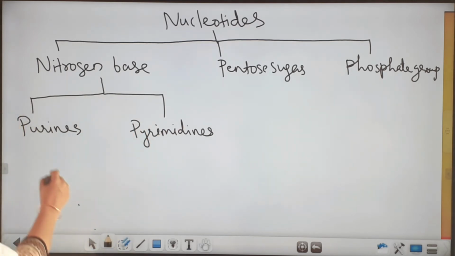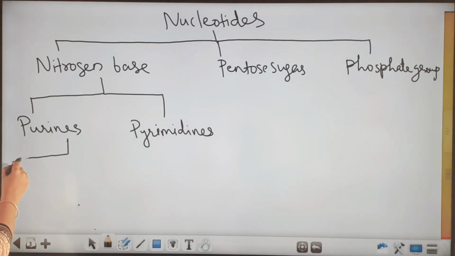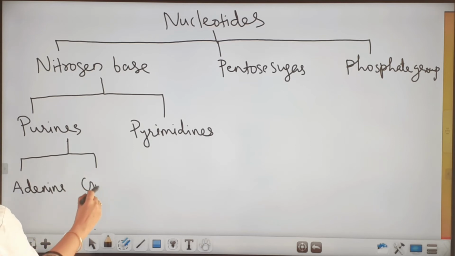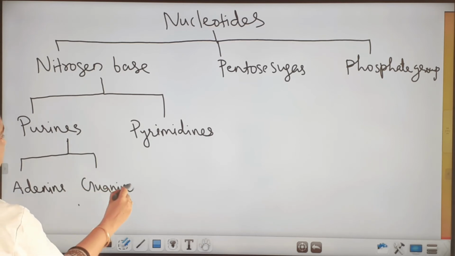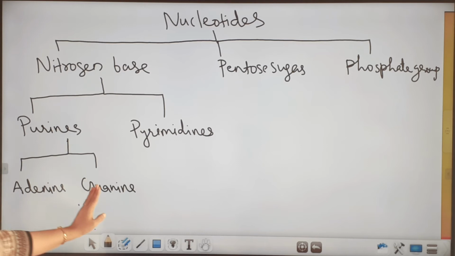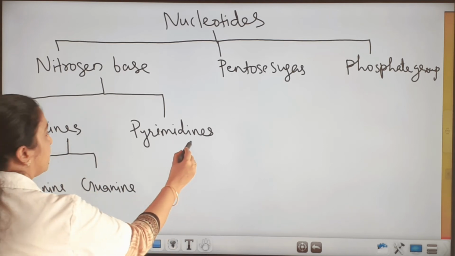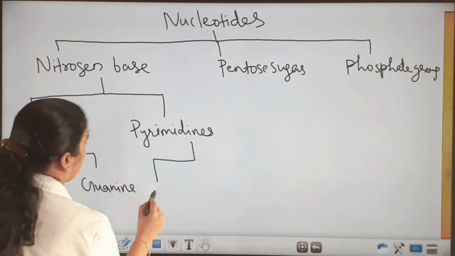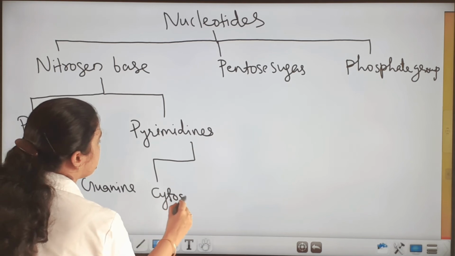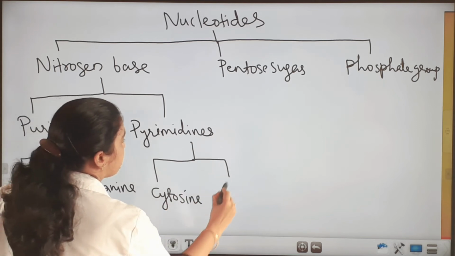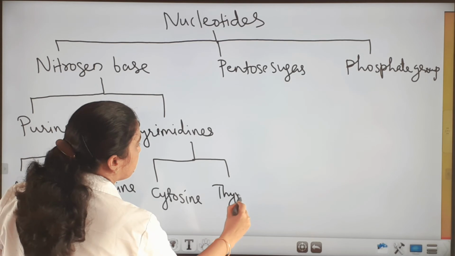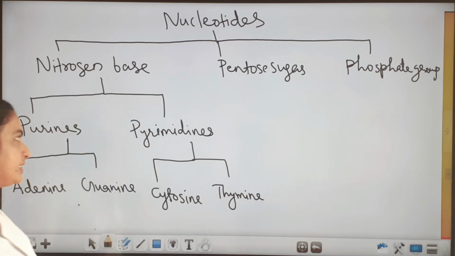So which are the purines? There are two purines. They are adenine and guanine. Which are the purines? Adenine and guanine. And which are the pyrimidines? Cytosine and thymine. These are the two pyrimidines.